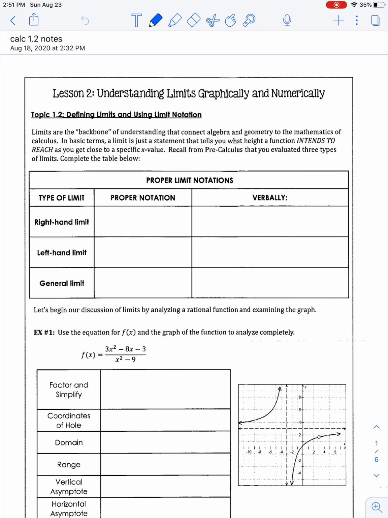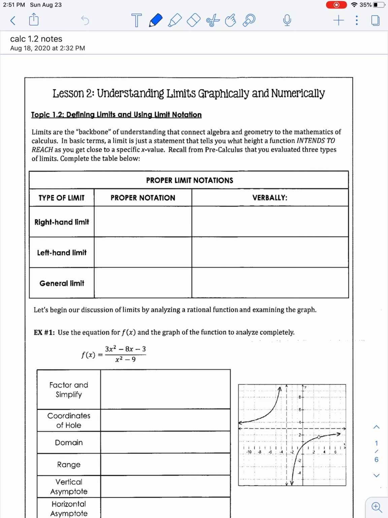In basic terms, a limit is just a statement that tells you what height a function intends to reach as you get close to a specific x value. And again, that height value is going to be your y value. Recall from pre-cal that you evaluated 3 types of limits, and we're going to complete this table.